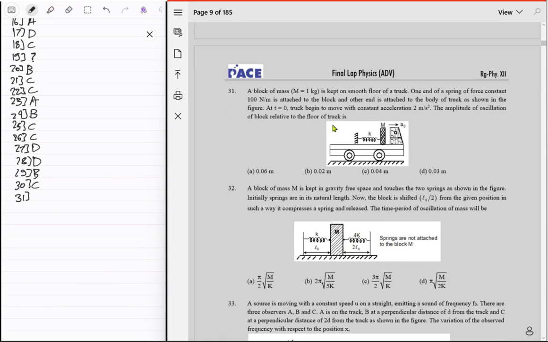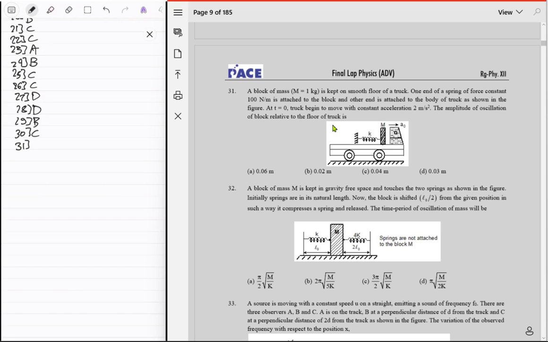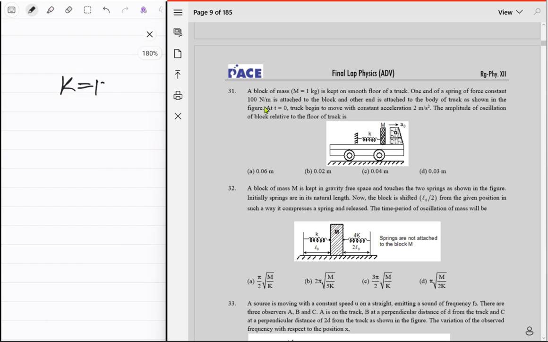A block of mass 1 kg is kept on a smooth floor of a truck. On one end of a spring of force constant 100, k equal to 100, m equal to 1, is attached to the block and the other end is attached to the body of the truck as shown. So ये block है, यहाँ पे तुमने spring attach की, fine. At t equal to 0 the truck begins to move with constant acceleration, so a equal to 2.